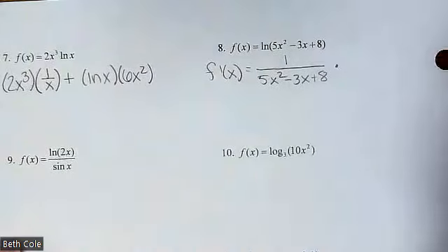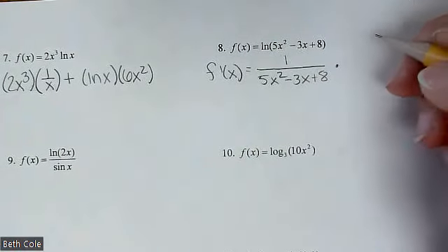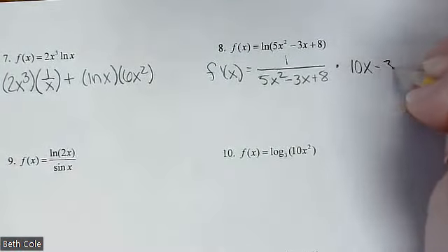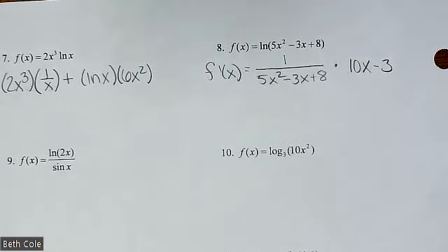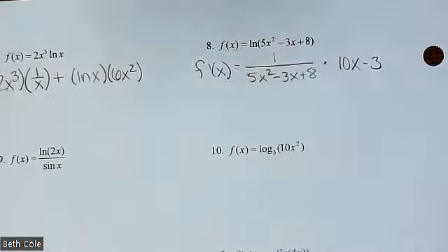Chain rule, and then you chain on the derivative of that stuff, which would be what? 10x minus 3. Again, won't make you rewrite it, but how could you make that look nicer? Yeah, the 10x minus 3 would just go in the numerator. It would all be one fraction.